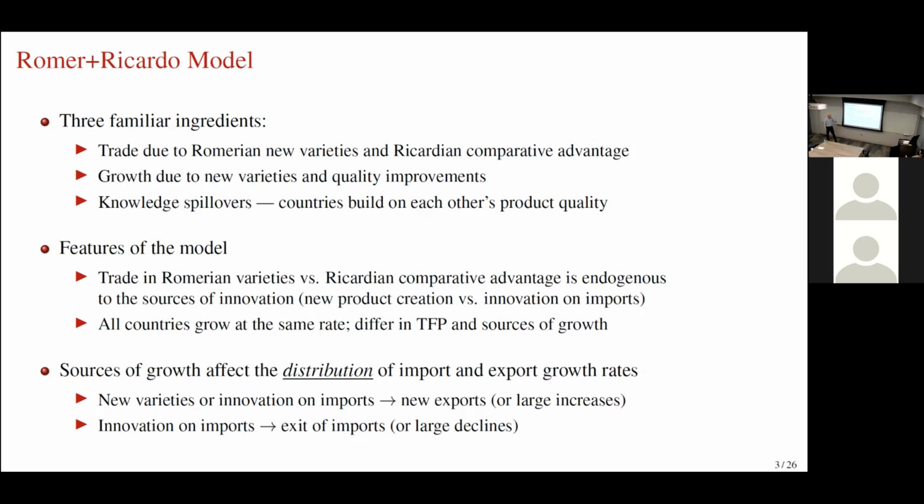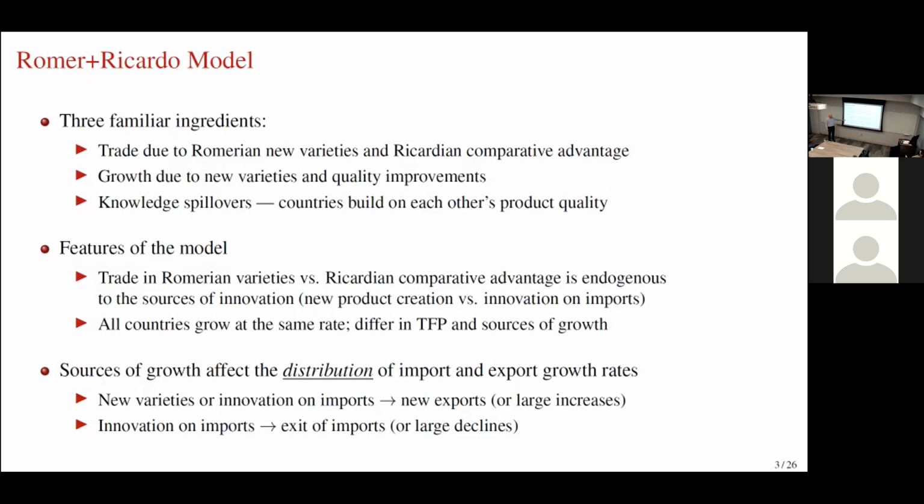We like it because that seems to be a feature of, say, the OECD. You have big differences in patenting and R&D, but they all grow at the same rate. One way to understand that is their growth is linked through technology diffusion. So we've got that here. So the model is going to have trade at a point in time due to both sources, and growth is due to both sources. But as I'm saying here, they're going to have differences in TFP levels, but not differences in growth rates.